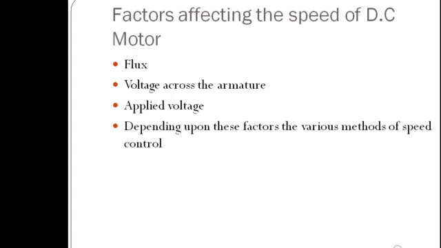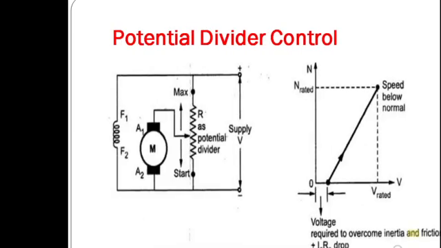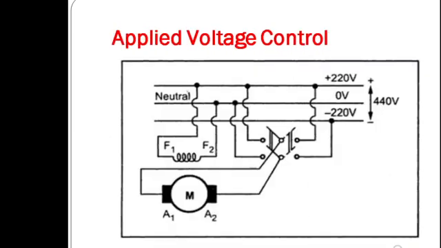How we are controlling by using flux. How we are controlling by voltage across the armature, applied voltage, and depending upon the various methods of speed control. And we have discussed those methods in the last session. How we are controlling using the potential divider control and applied voltage control.